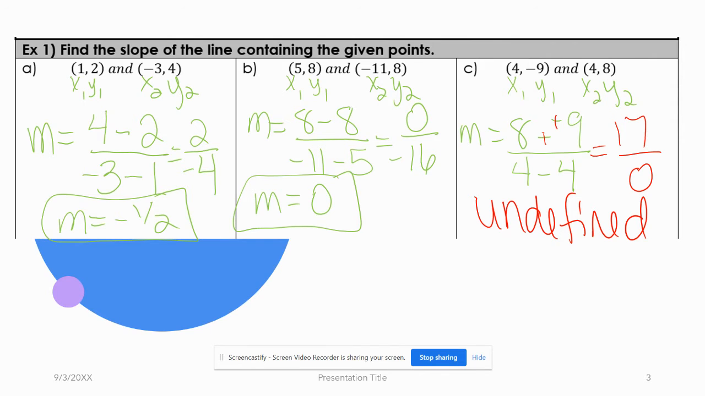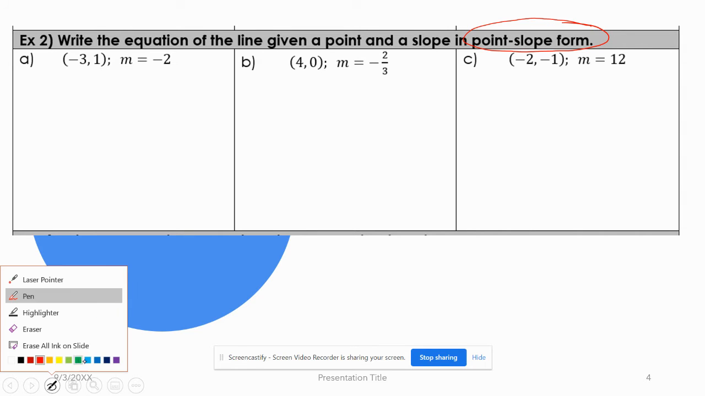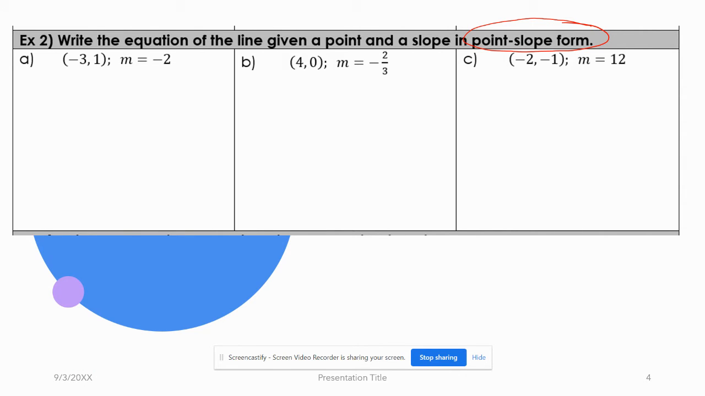Now that we've practiced finding the slope, let's practice putting things in point slope form. So that's that first one on the left side at the top that we talked about. We have our ordered pair that's going to be our x1, y1, and then our slope at negative 2. Plugging it in the formula, we have y minus y1 is equal to m times x minus x1.